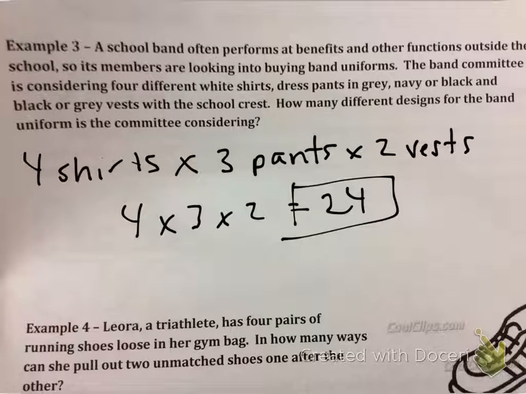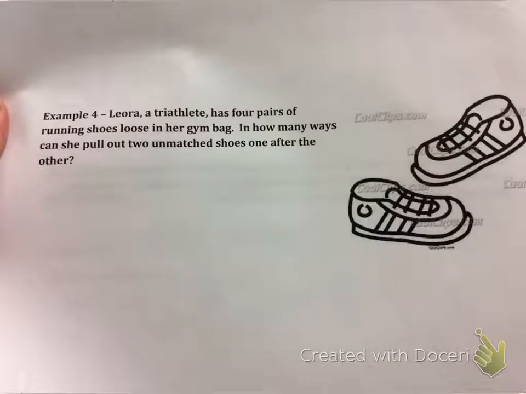All right. So occasionally, though, you'll end up with something like this. Leora is a triathlete who has 4 pairs of running shoes loose in her gym bag. In how many ways can she pull out 2 unmatched shoes, one after the other?